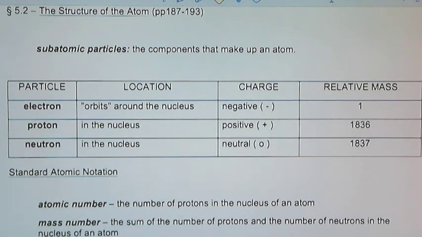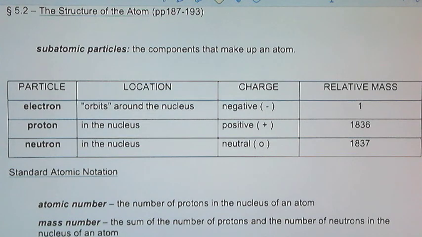We use the term relative mass because we are comparing the mass of these subatomic particles to the mass of the other subatomic particles. Let's start with the first subatomic particle, the electron. We say that the electron is found traveling in orbits or energy levels around the nucleus. And we say that they are negatively charged, and we give them a mass of approximately 1.